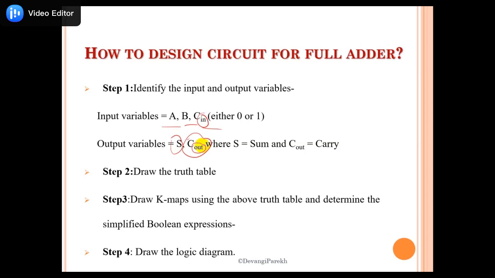Our second step is to create the truth table. To create the truth table for full adder, first we need to identify how many inputs there are. As we saw, there are 3 inputs, so 2 raised to 3 is equal to 8 possible combinations. Now our third step is to draw the K-map specification from the truth table and specify the boolean expressions to draw the logic diagram. And our fourth step is to draw the logic diagram from the boolean expressions.